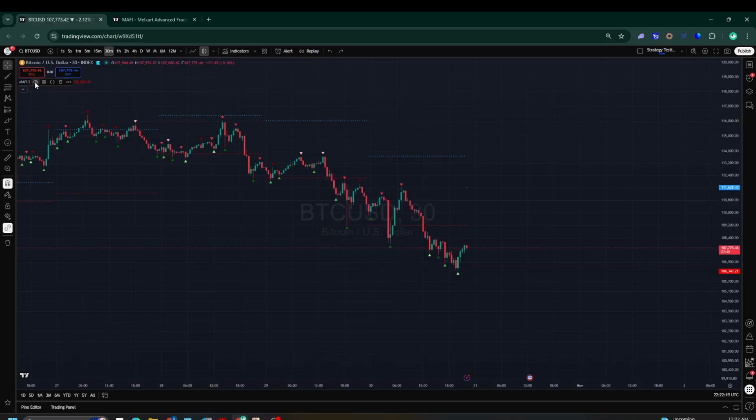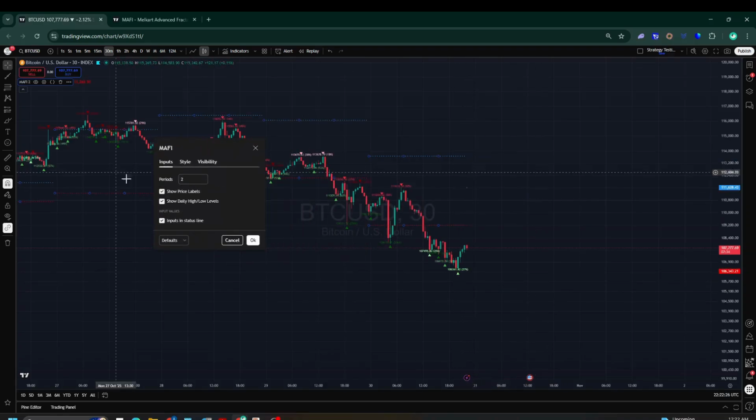You go to the indicator, you can turn it off and on. Let's go to the settings. What do we have here? As we said, we have the price. We can keep the price or remove it. You can remove the lows and highs.